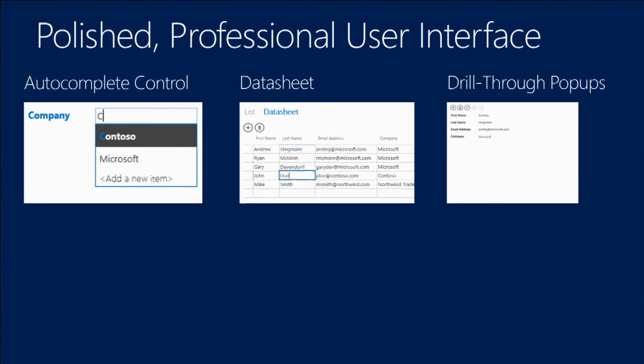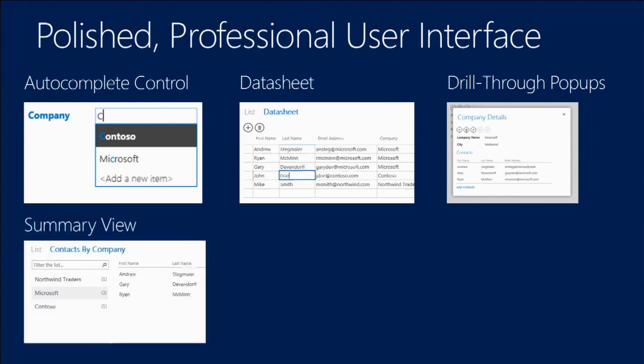There's also drill through and pop-ups. So whenever there's a relationship and you're in a view mode on a form, the related item in a different table is going to change to a link. And when you click that link, you'll get a pop-up right away that shows you the details about that particular record in the other table. And this can sort of go infinitely if there's related records in each one.